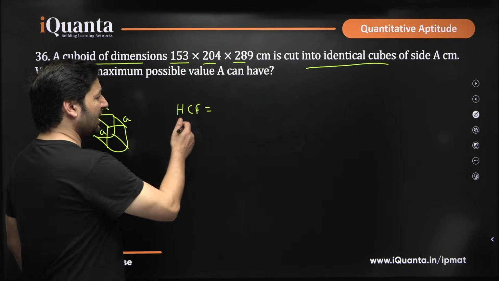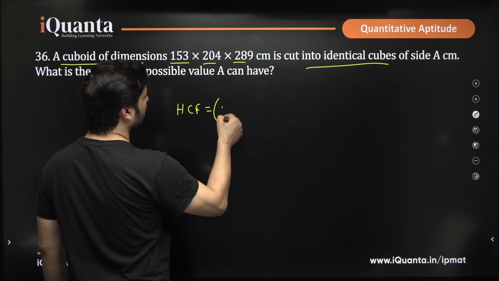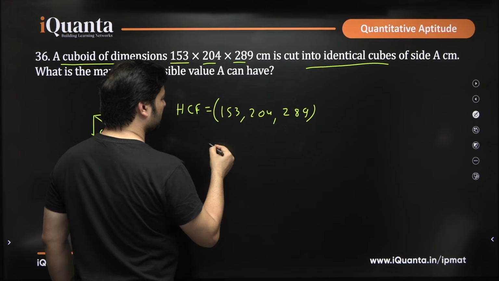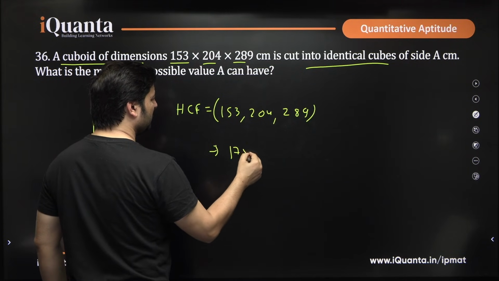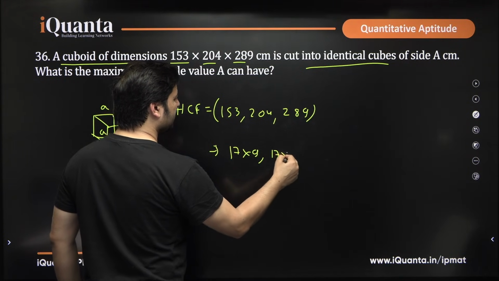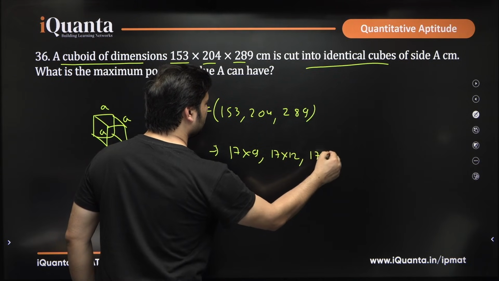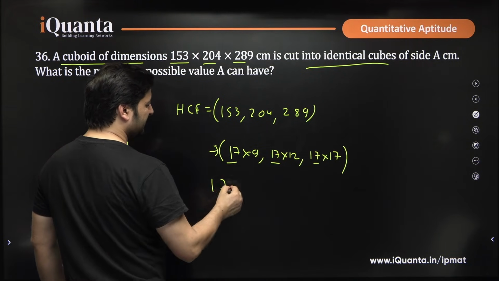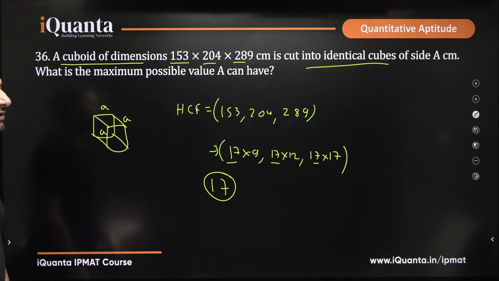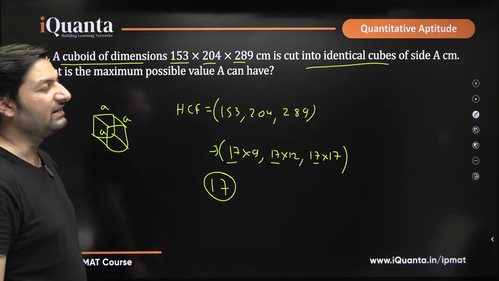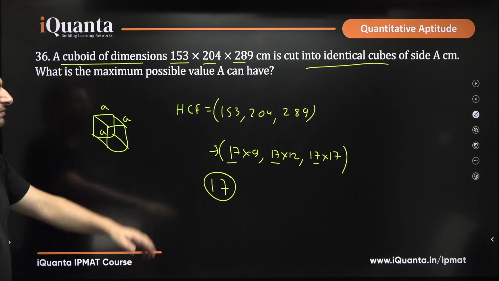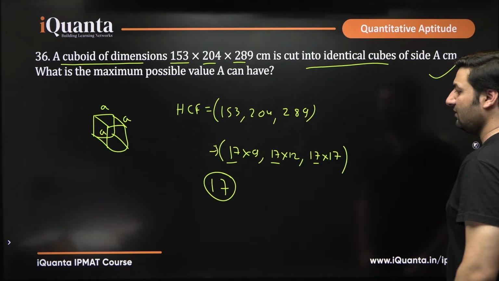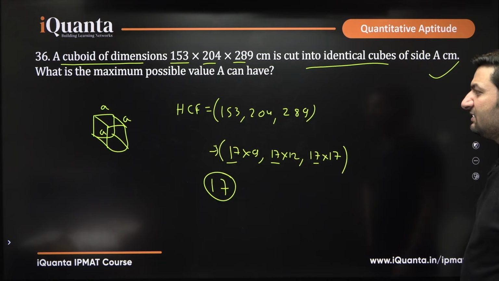So, that means I should take the HCF of what? 153, 204, 289. These numbers are familiar. 153 is 17 into 9. 204 is 17 into 12. 289 is 17 into 17. What is the highest common? 17, 17, 17. HCF is 17. That means the cubes that I am going to get will all have sides 17. Yes or no? Maximum possible value that we can have. Obviously, the side A centimeter, the highest can be 17 only, the HCF.